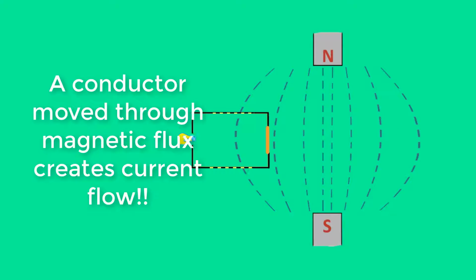When a conductor connected to a circuit is moved through the flux lines of a magnetic field, electrical current is produced in the circuit. This is the basic operation of generating electricity. Let's examine the details of this type of electrical generation and the terms associated with generation.